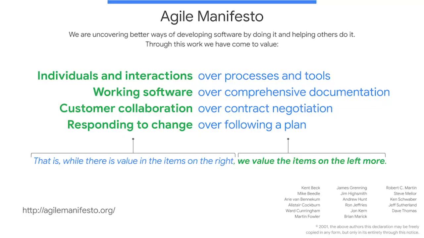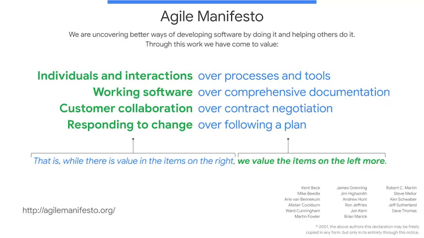Let's check it out. The Manifesto for Agile Software Development states, "We are uncovering better ways of developing software by doing it and helping others do it. Through this work, we have come to value individuals and interactions over processes and tools, working software over comprehensive documentation, customer collaboration over contract negotiation, responding to change over following a plan. That is, while there is value in the items on the right, we value the items on the left more." There you have it, the Agile Manifesto and the 4 values of Agile. It's a short list, but it packs a punch.